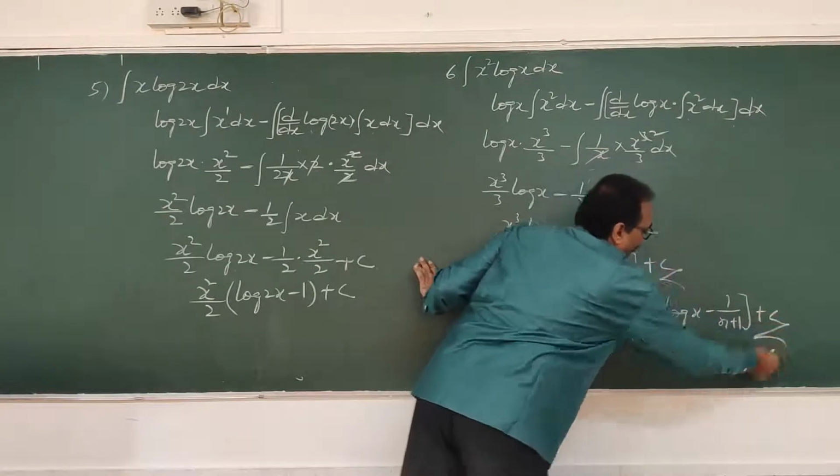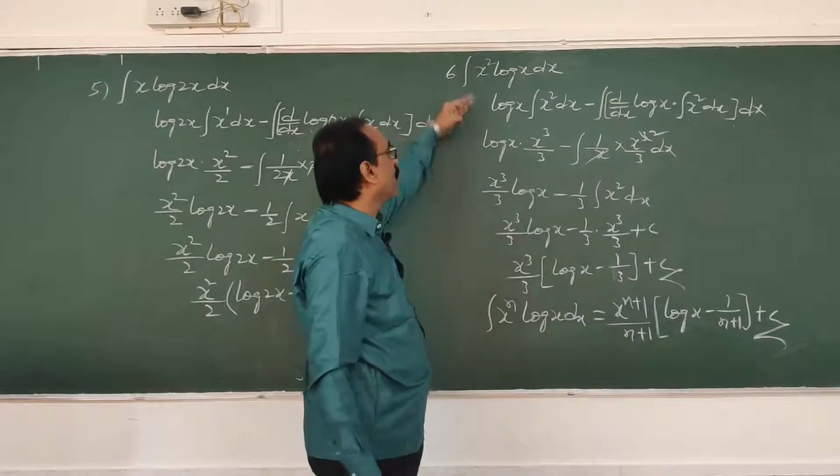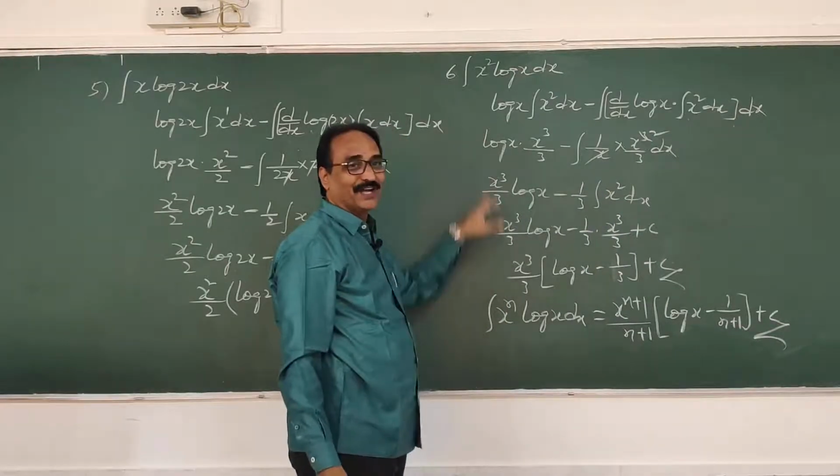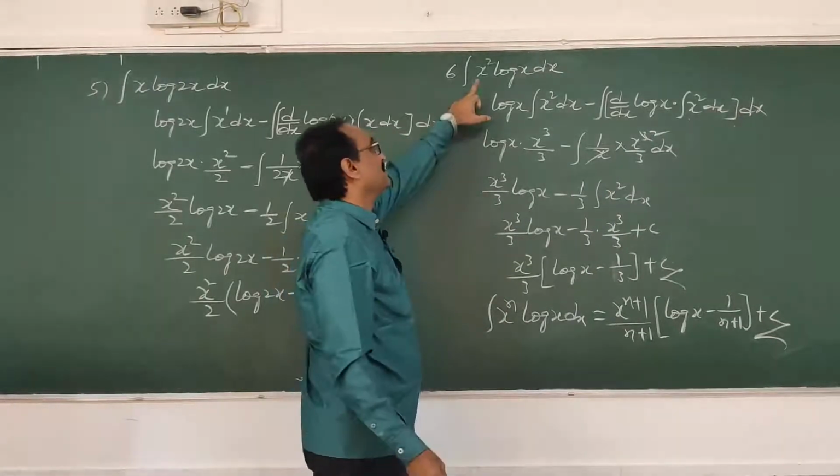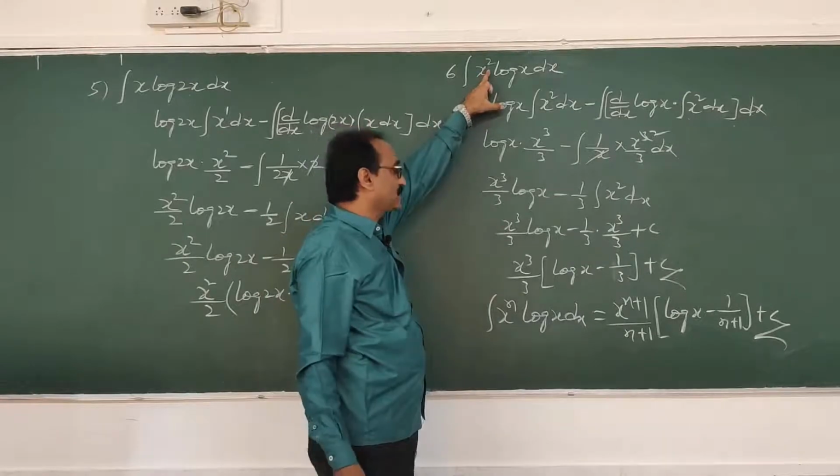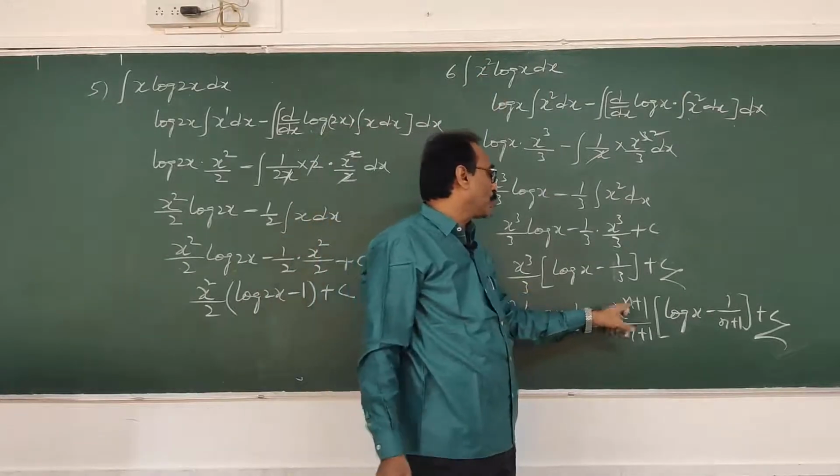If you put directly this, you will get your answer. You need not do all these things, but for PU you have to do. Only for entrance I am telling you. Here x square is there. X square is there means what is n? 2. 2 plus 1, 3.